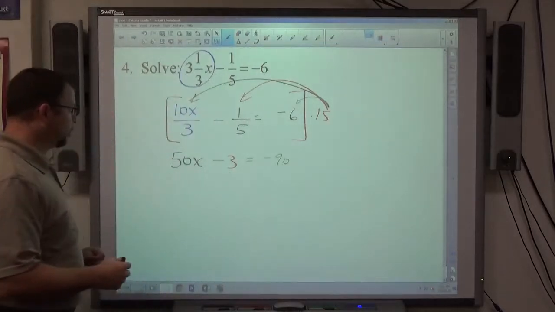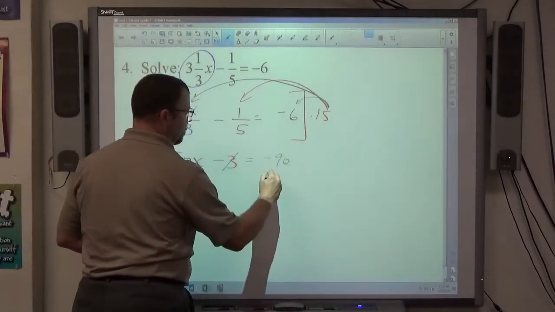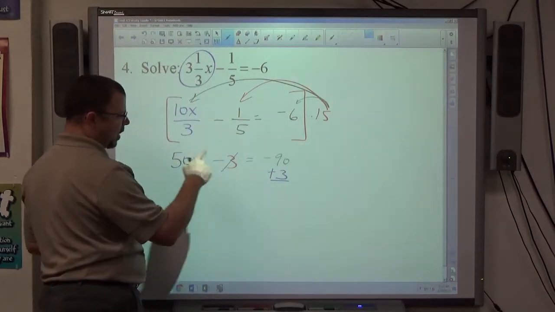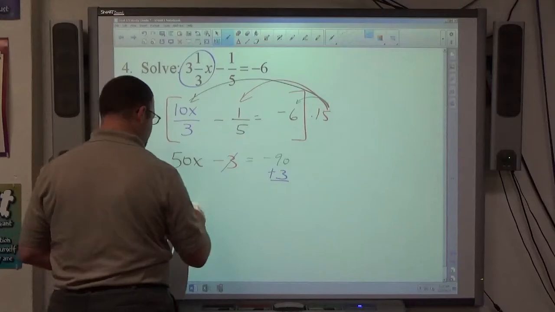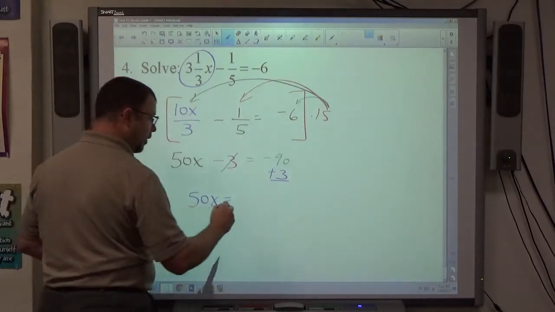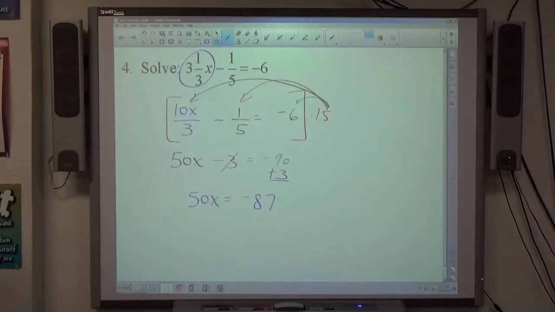So what's left to do now is to solve this. This has x, nothing else does. I'm going to get the things without x on the same side. Anytime you move something across the equal sign, simply change the sign. Negative 3 becomes positive 3. 50x is left on the left-hand side. Negative 90 plus 3, I'm going to subtract. Because the signs are different, I'm going to make it negative because 90 is bigger.